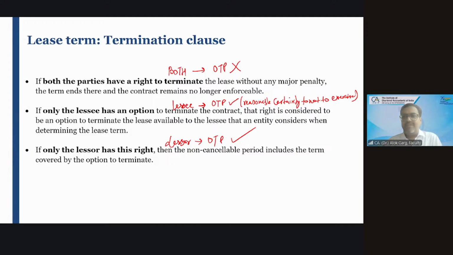Illustration number 16. I hope it is clear to everyone. Shall I move forward? Yes, sir.